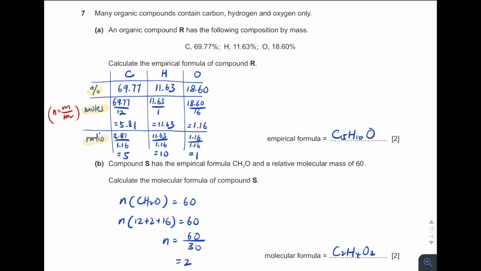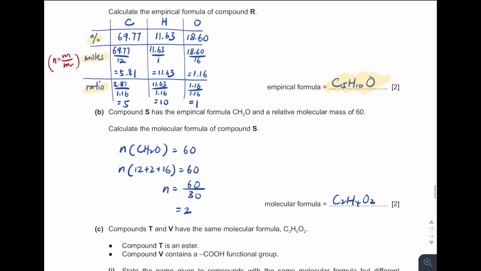And then followed by the ratio. So how do you look for the ratio again? Look for the smallest mole number, and divide all the moles by the smallest mole number. See, 1.16 is the smallest, isn't it? So all the mole numbers you divide by 1.16, which eventually you get 5, 10, 11. Okay? So therefore, this is the answer, the empirical formula.